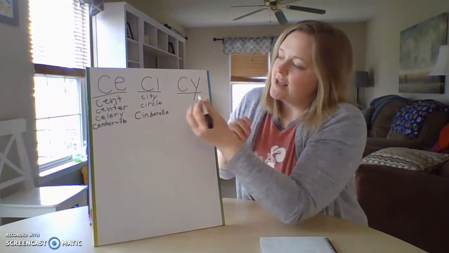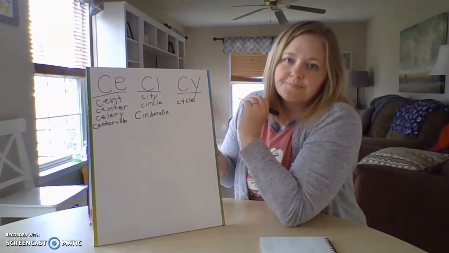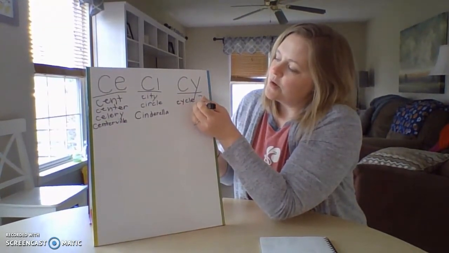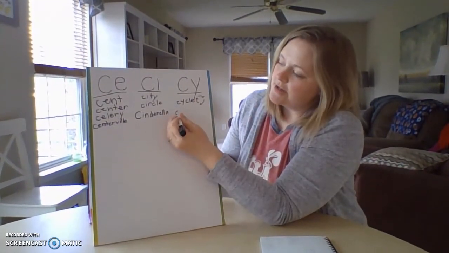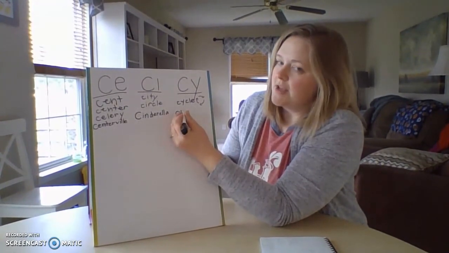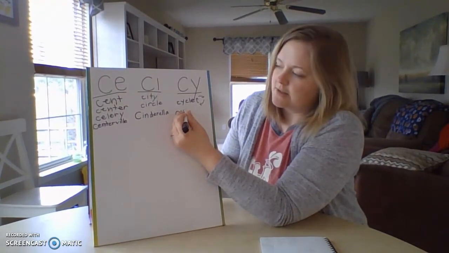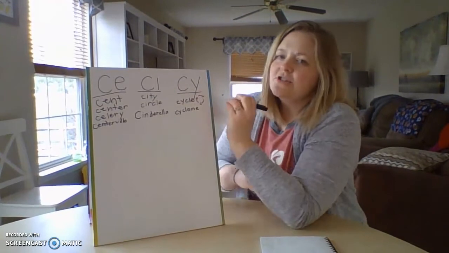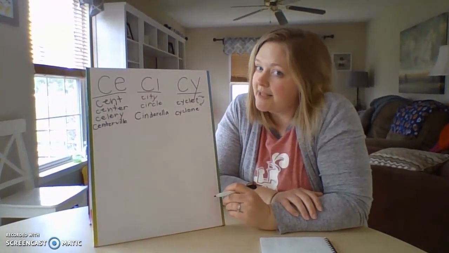And some words that begin with the CY, because CY also says the S sound. CY, like in cycle. In kindergarten, you learn about the water cycle. And CY is also another name for the shape of a tornado or the shape of a hurricane, a cyclone. Very good.